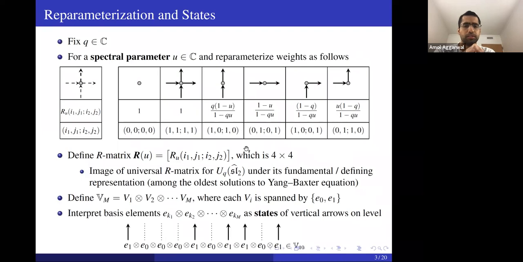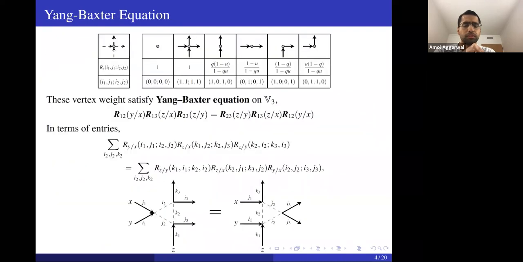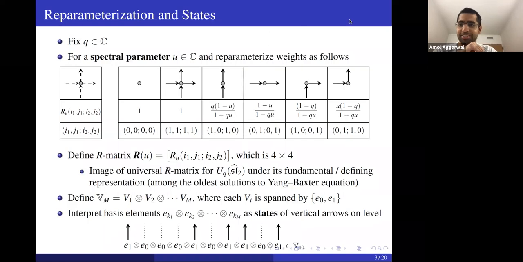Sorry, it seems that I skipped a slide, but the slide that I skipped is over here. Again, these are the weights. As I mentioned before, you assemble an R matrix out of it, and this R matrix is the image of the universal R matrix for U_q(sl2 hat) under its fundamental or defining representation. It's probably one of the oldest solutions to the Yang-Baxter equation. One often defines the vector space V_m, which is V1 tensor V2 all the way to tensor Vm, where these V_i are spanned by e0 and e1. e0 you should view as the empty edge, and e1 is the full edge.